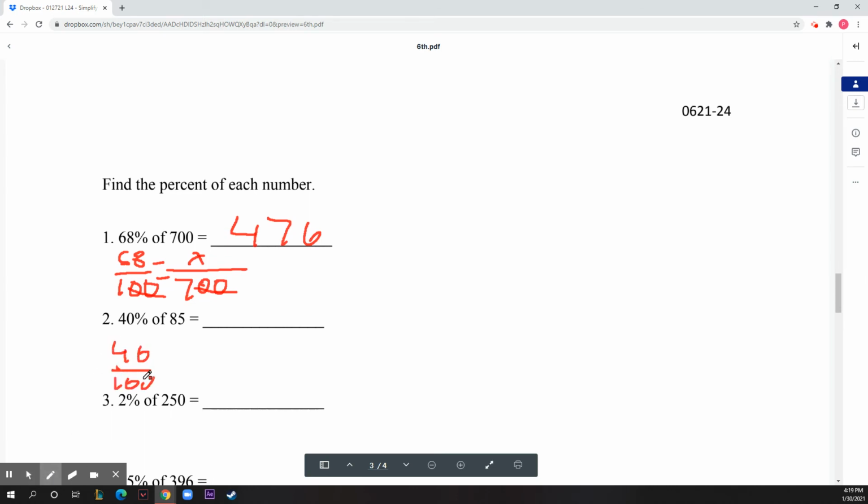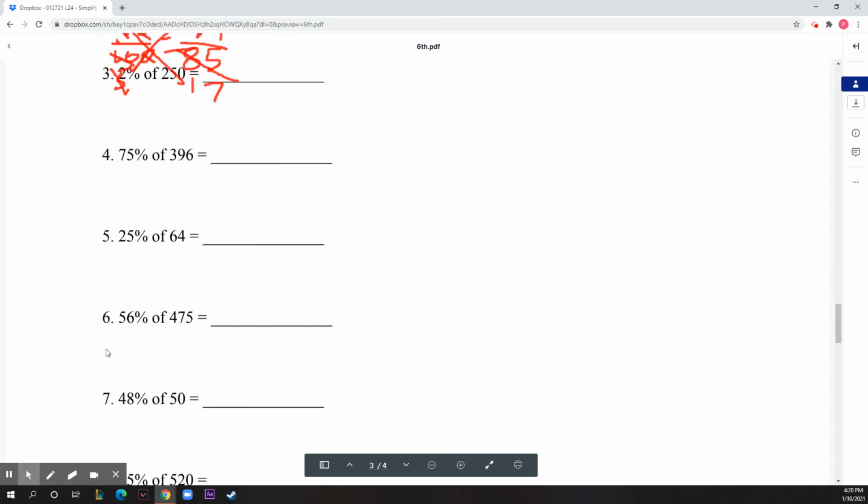Okay, number 2 down here is 40 over 100. You're trying to find 40% of 85. So you're trying to find n over 85 is equal to 40 over 100. Okay, and so you divide that by 2 and then 5 and then 5 to get, what is this, 17? Yeah, 17. And then you cross multiply, so n is equal to 34. Okay, that was pretty simple.